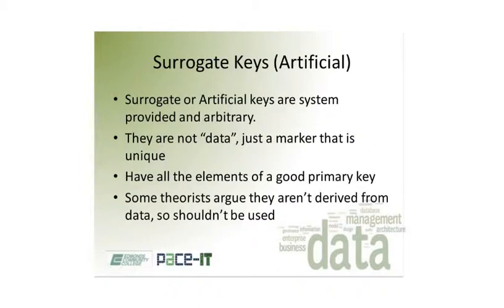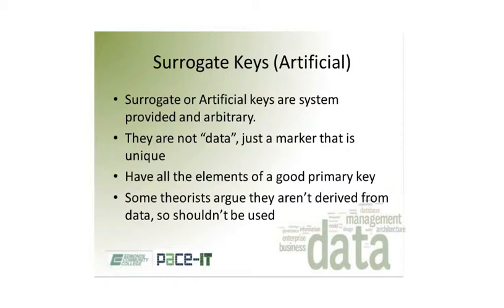So surrogate keys are primary keys that are generated by the system, therefore they're artificial. They're system provided, arbitrary. Many people create them sequentially, but there's no actual need to do that. You could create them randomly as long as they were guaranteed to be unique. So they are a type of primary key. They differ from a natural key in that they do not contain data that's found on the row.